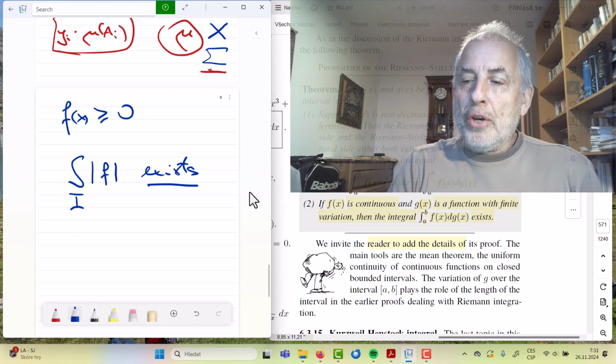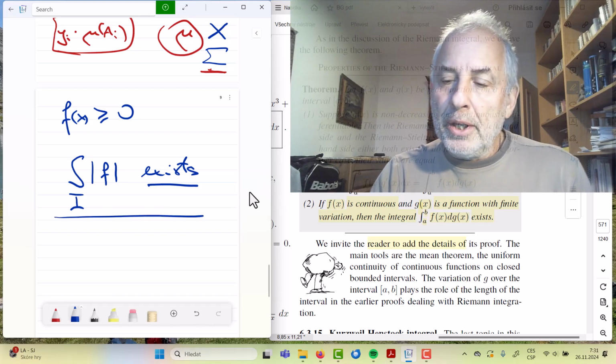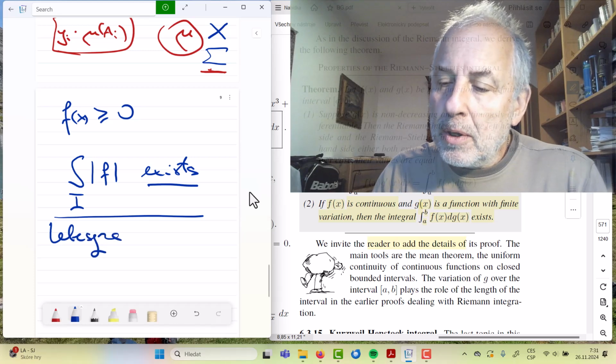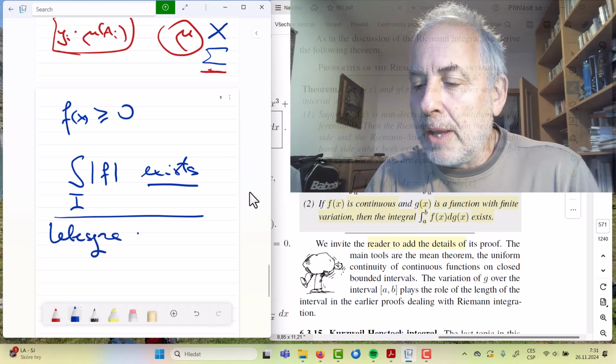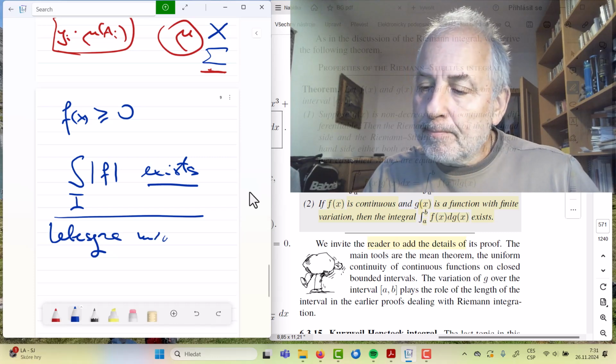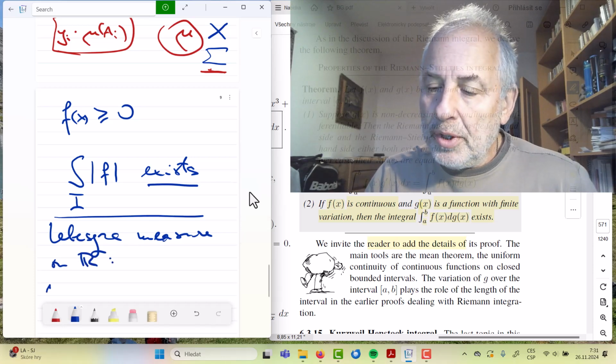Maybe just one last notice, and this is the Lebesgue measure. Well, actually, two remarks. Lebesgue measure on R is unique.